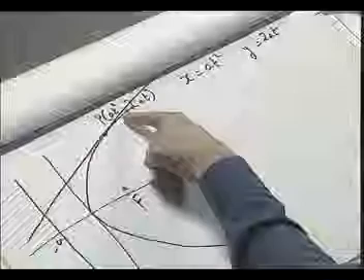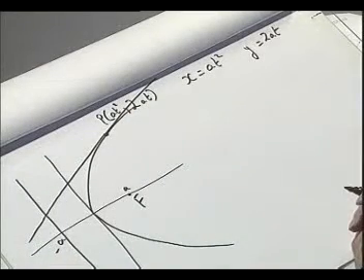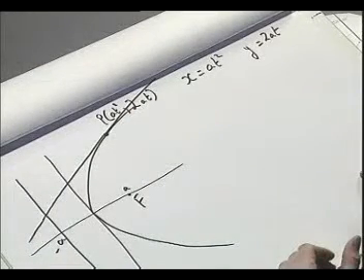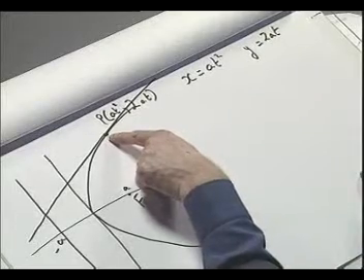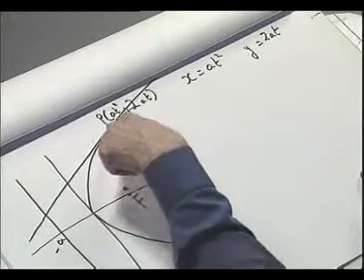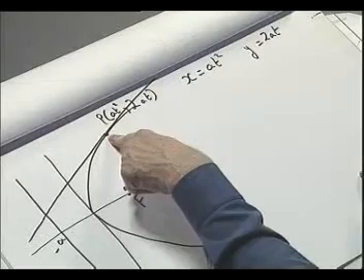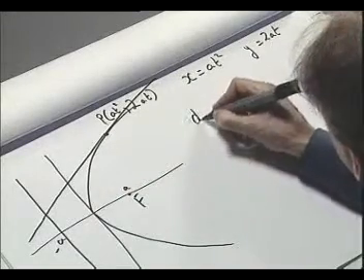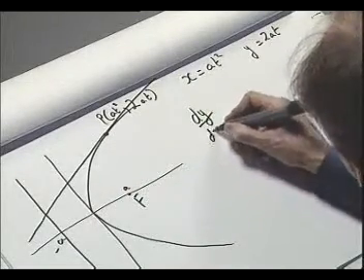The question we're asking: what is the equation of the tangent? Well, it's a straight line. To find the equation of a straight line, we need a point on that line. Well, we've got it, (at², 2at). And we need the gradient of the line. The gradient of the line, of course, must be the gradient of the curve at that point P. So we need dy/dx.